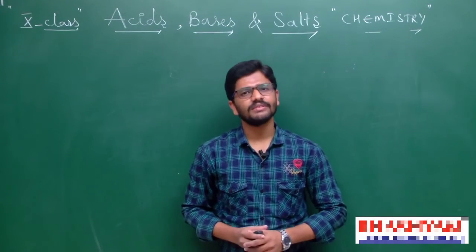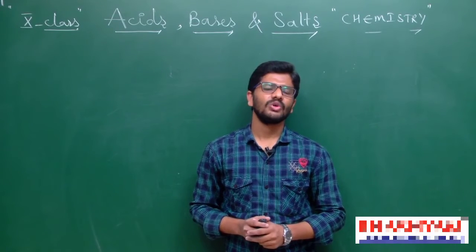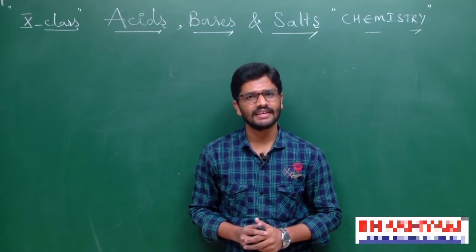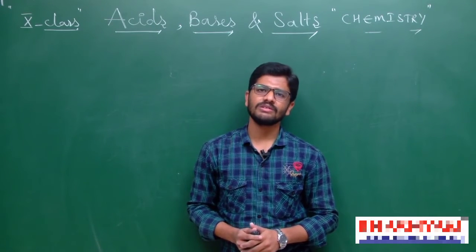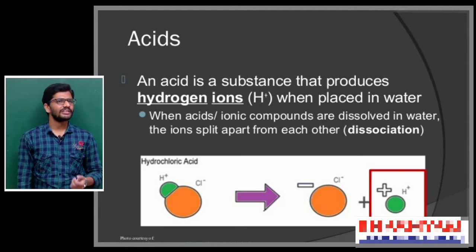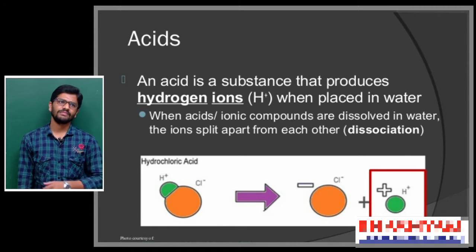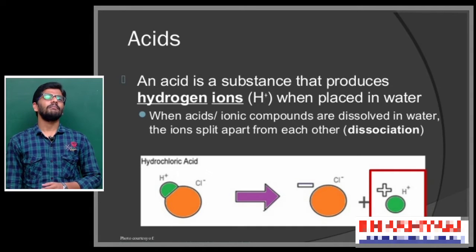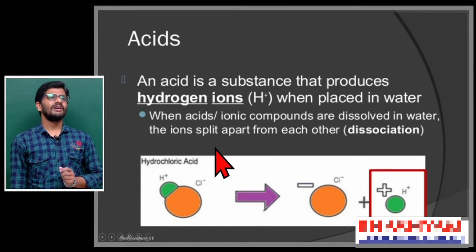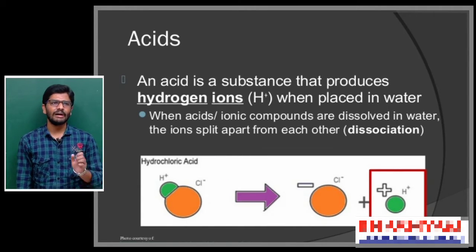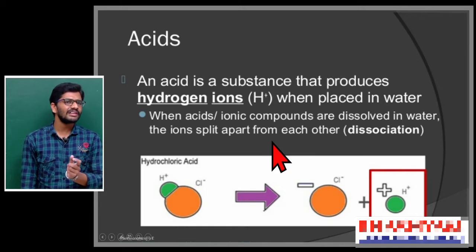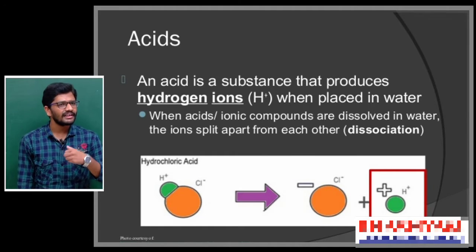So we know that according to Arrhenius, those substances which dissolve in water to produce H plus ions are called acids. Yes or not? Yes. Now look at the slide. An acid is a substance that produces hydrogen ions when placed in water. I will explain. When acids or ionic compounds are dissolved in water, here it is important that we are taking an aqueous medium, the ions split apart from each other. So the compound dissociates into ions, that is, cation and anion. We know that a cation has a positive charge and an anion has a negative charge.